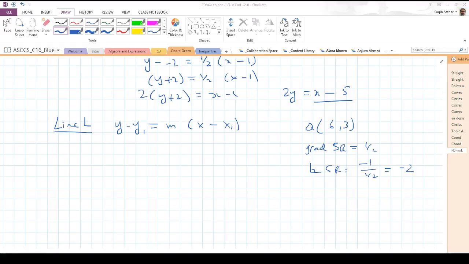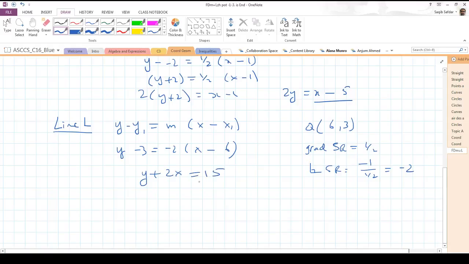Capiche? Right, if we substitute that in, we will therefore get y minus 3 equals the gradient, which is minus 2, x minus x1, which is 3. Expand this out, and that should tidy up to give us y plus 2x equals 15. So minus 2x, 6 times 3, 18, and then 6 times 2, 12, plus the 3 gives us the 15. Is that okay? Any questions?